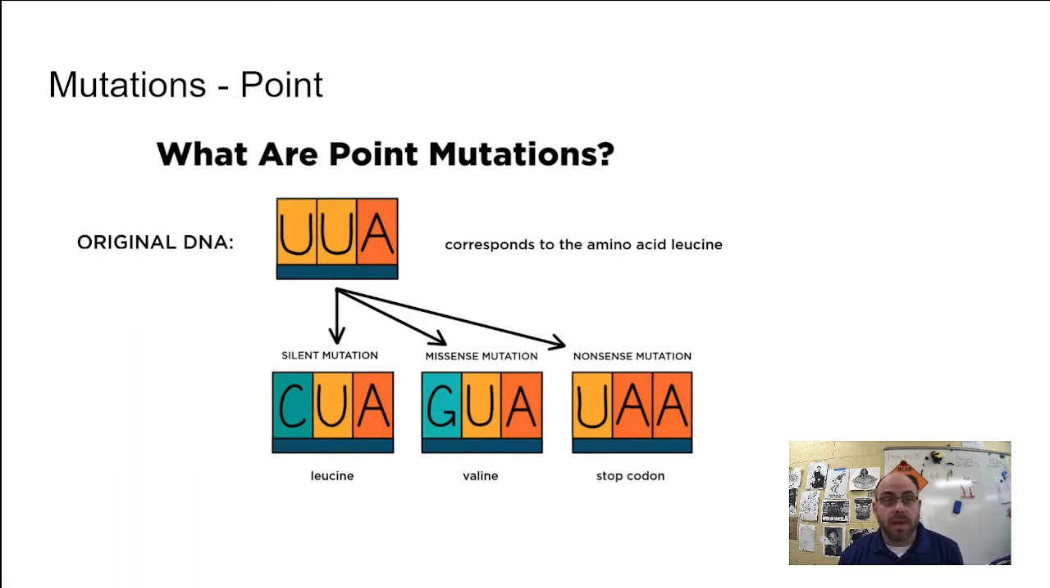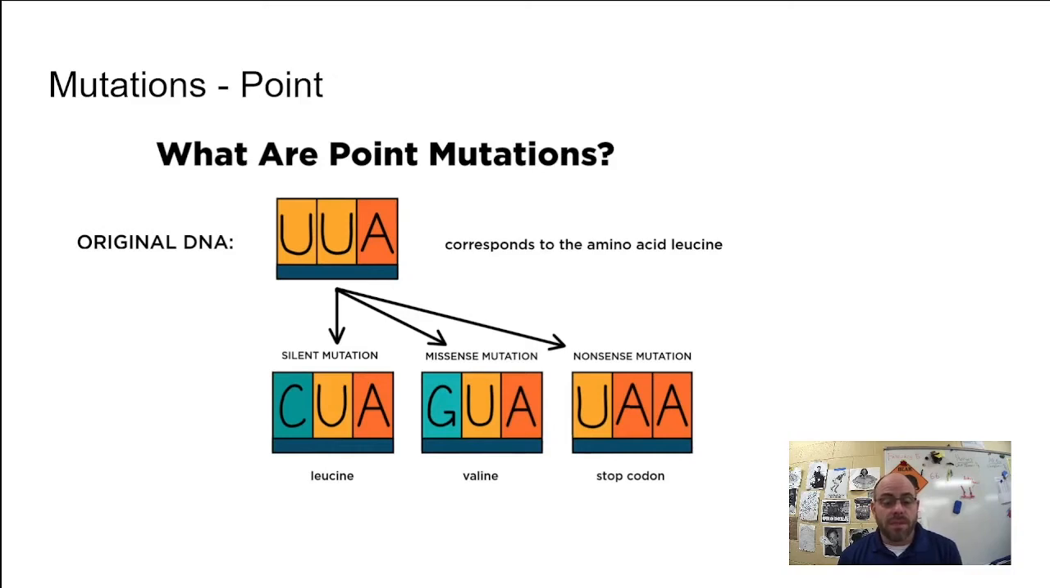The first one is called a silent mutation. What is a silent mutation? Well, UUA codes for leucine, which is an amino acid. CUA also codes for leucine, an amino acid. Is it a mutation? Yes. Does it cause a problem? No, because the amino acid is the same. The protein's going to have the same shape, same function, no problem. Still a mutation, though. That's a silent mutation.